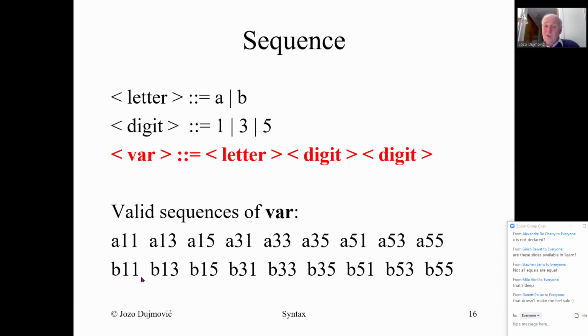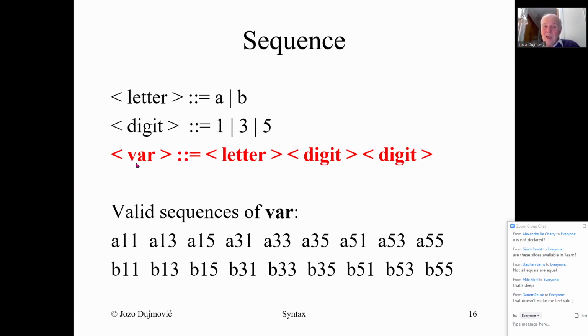Now, if it starts with letter B, it is the same thing. So a variable that is defined in this way can be one of these: 9 plus 9, 18 objects, and nothing more. So this syntactic definition defines variables that have this structure, and neither more nor less.